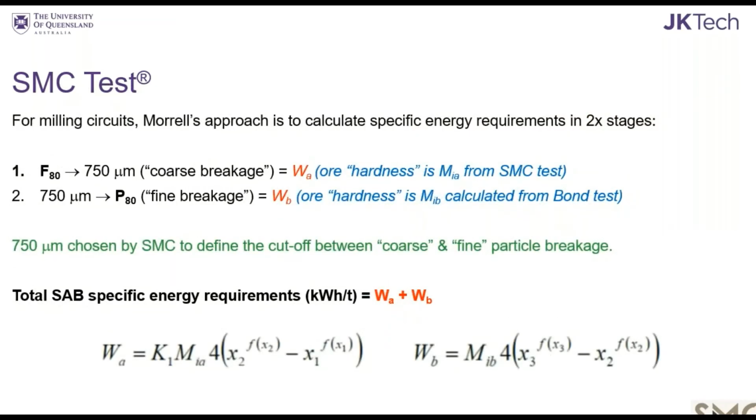So again, what do we do with the results that you get? As I said, you get the drop weight index, you get all the Mi parameters. For milling circuits, this is the Morrell approach to calculating the specific energy requirements, which is done generally in 2 stages. So you have a coarse and a fine breakage stage. And again, you can calculate the specific energy requirements for a comminution circuit to size or design your mills, or you can determine your throughput on your current installed power. Similar.